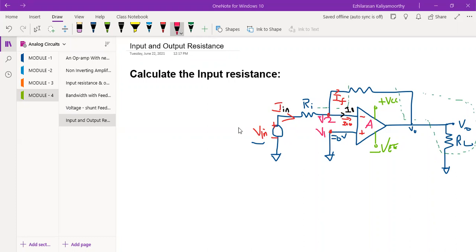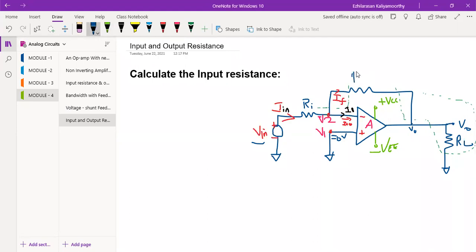So now let us calculate the input resistance and the output resistance. To calculate the input resistance and the output resistance, you need to draw the equivalent circuit of the inverting amplifier. This is the reference inverting amplifier. With the help of this, just look at this figure, you can find one thing in this figure. What is that?